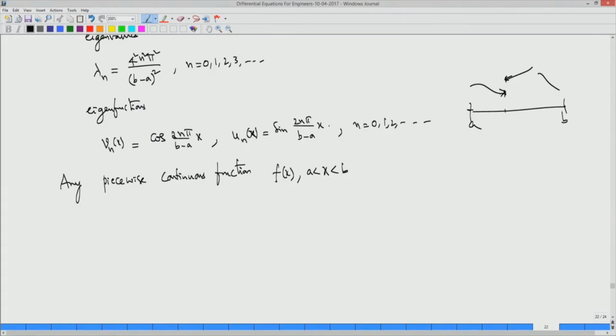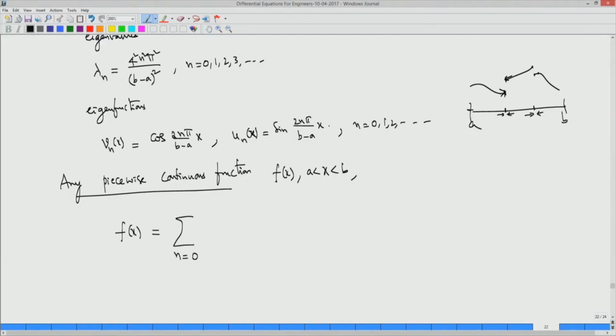Okay, as you go from this side and this side, this value of the function should be finite. Similarly here, so you should have here and here, that means at this point if you take the limits from this side to this side, this value should be finite. Such a piecewise continuous function I can write as a linear combination of this.